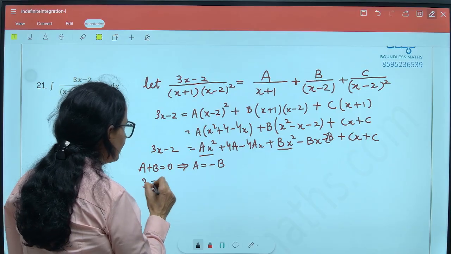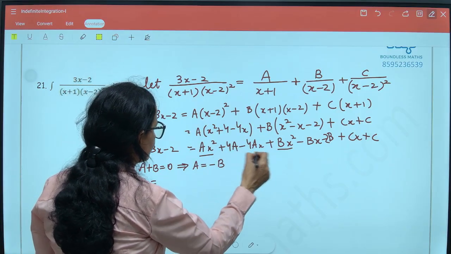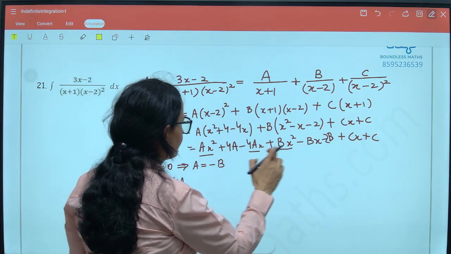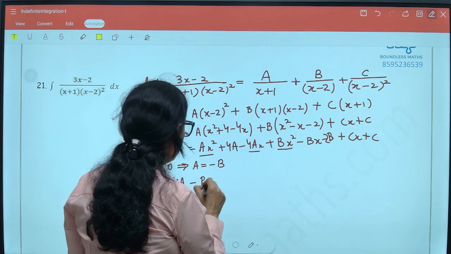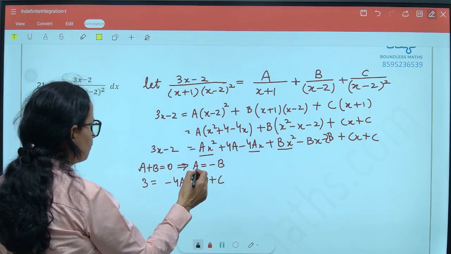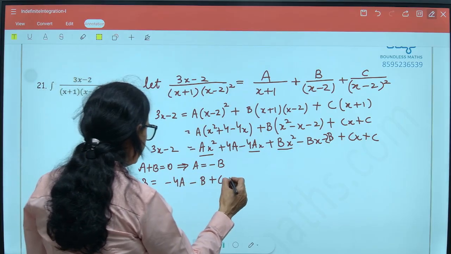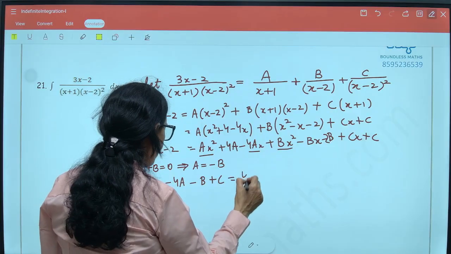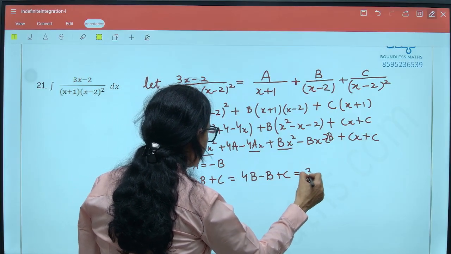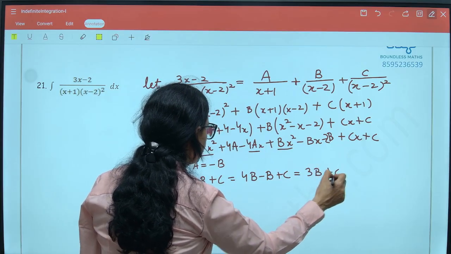Coefficient of x is 3. So that means 3 is equal to, what are the coefficients of x? Minus 4a, coefficient of x, minus b plus c. And now if I replace a by minus b, this becomes equal to 4b minus b plus c. So this is equal to 3b plus c.